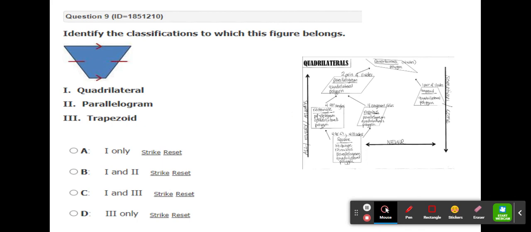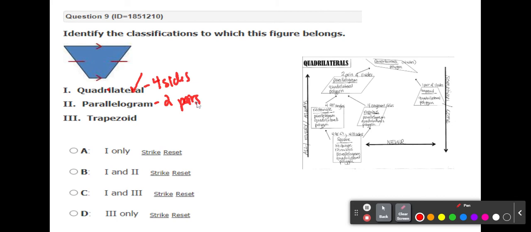Identify the classifications to which this figure belongs. Okay, can we call it a quadrilateral? Yes, because it has 4 sides. That's all you need to be a quadrilateral. Parallelograms have to have 2 pairs of parallel sides. Does this have 2 pairs of parallel sides? Nope, it only has 1. See the arrows? Those are the only 2 sides that are parallel. Can I call it a trapezoid? Yes, that's the best name. So we're looking for 1 and 3.